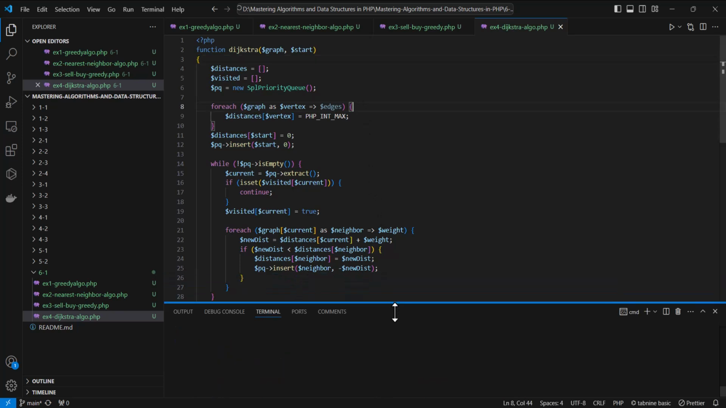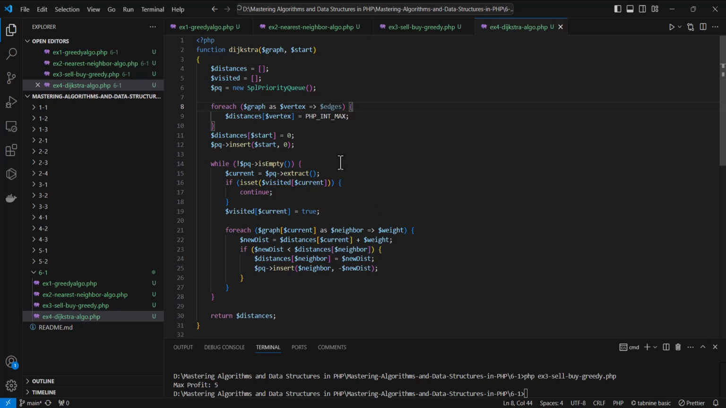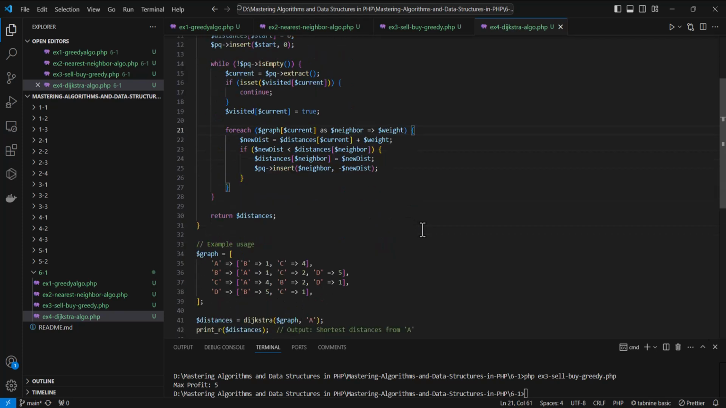Dijkstra's algorithm calculates the shortest path from a starting point to all other points in a graph, making it essential for solving problems like route planning and network optimization.